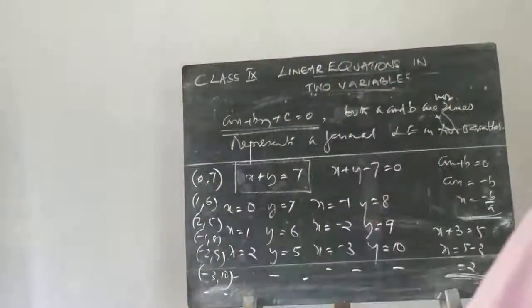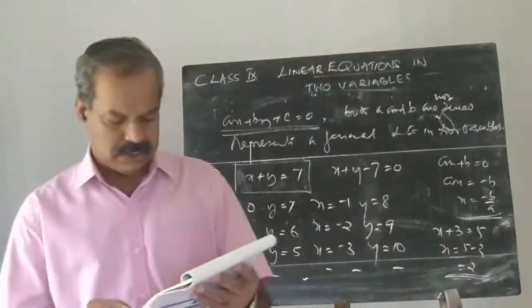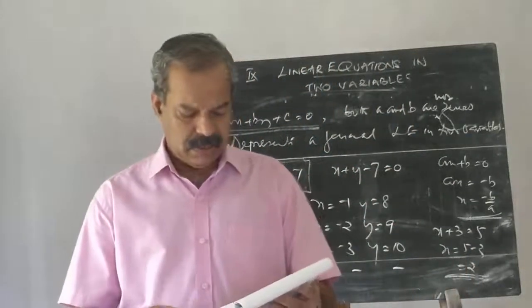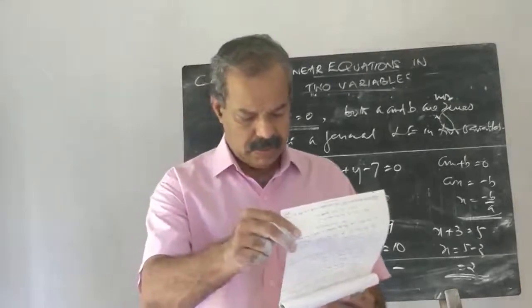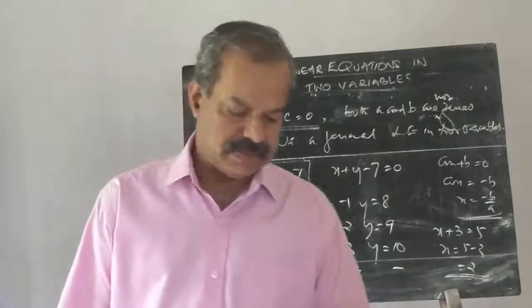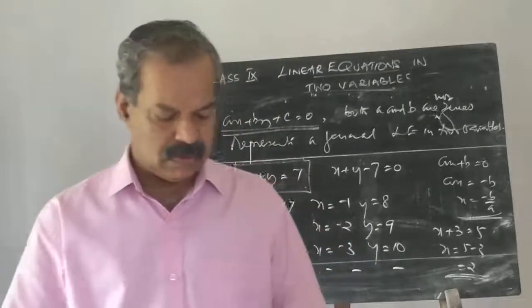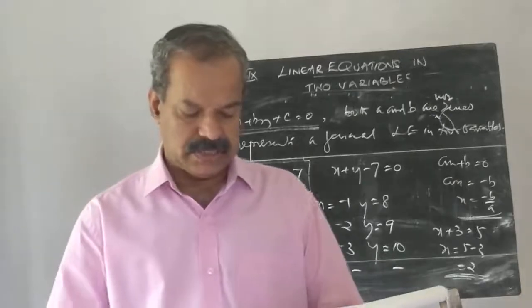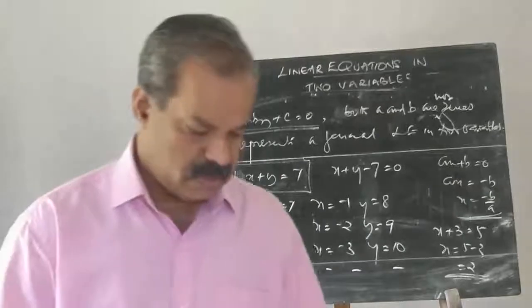Now, you have to read the textbook pages 66 to 70 and do examples 1, 2, 3 and 4. Also do the questions, exercise 4.1 and 4.2, all questions.